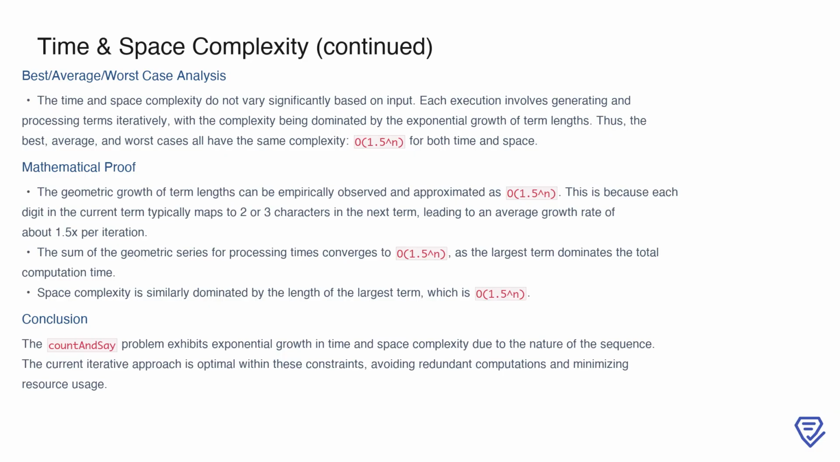Mathematically, the geometric growth of term lengths can be explained by the fact that each digit in the current term maps to 2 or 3 characters in the next term, leading to an average growth rate of approximately 1.5x per iteration. The sum of the geometric series for processing times converges to 1.5^n, as the largest term dominates. Similarly, the space complexity is dictated by the length of the largest term, which is 1.5^n. In conclusion, while the countAndSay problem inherently involves exponential growth, the iterative approach minimizes resource usage and avoids redundant computations, making it the most efficient solution within these constraints.